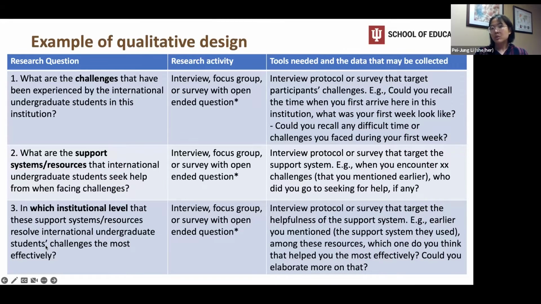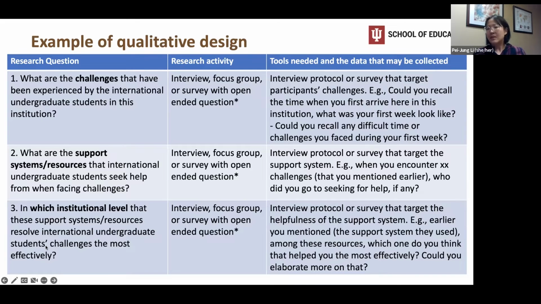Again, with the interview protocol, we could focus on what they mentioned earlier, this and that support system. For example, they mentioned I talked with my advisor or mentor, undergraduate students have mentors, or I go to CAPS, the consulting service, or I go to the writing tutorial service. And so here you could do a summary.